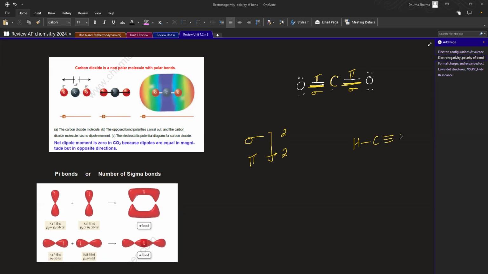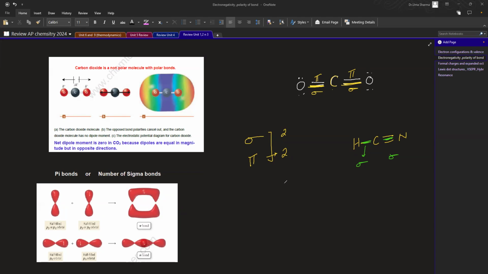Like if I give you HC triple bond N, can you tell me how many sigma bonds are here? The very first bond is sigma bond. Out of three, one is sigma, and the remaining two are pi. So yes, Ariba is right. There are two sigma, two pi bonds.